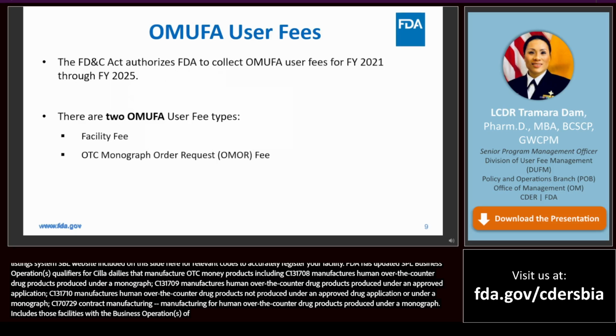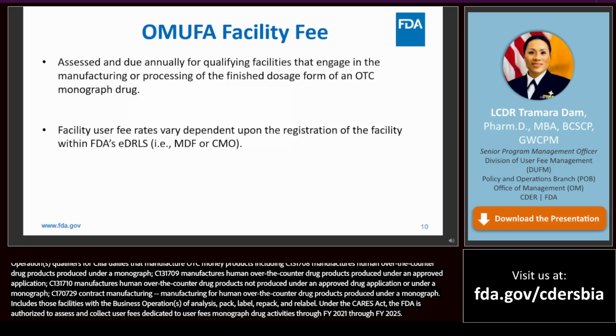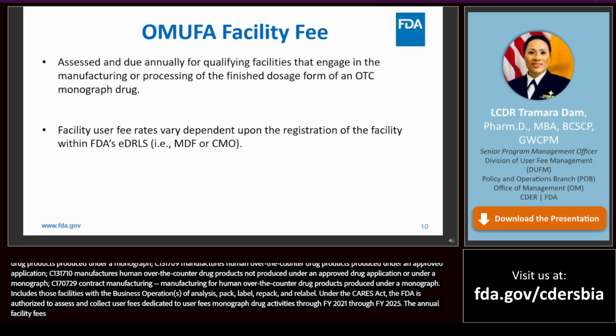Under the CARES Act, FDA is authorized to assess and collect user fees dedicated to OTC monograph drug activities for each of FYs 2021 through FY 2025. These fees are annual facility fees from qualifying manufacturers of OTC monograph drugs and fees from requesters of OMORs. The annual facility fees are due annually for qualifying manufacturers of OTC monograph drugs. The annual facility fees are included in the target revenue calculations.